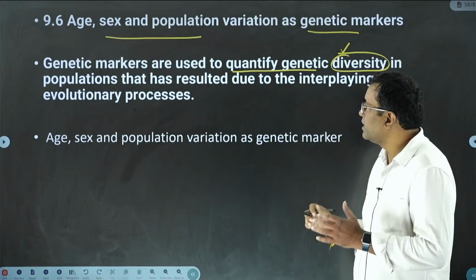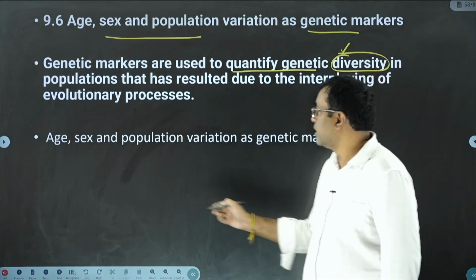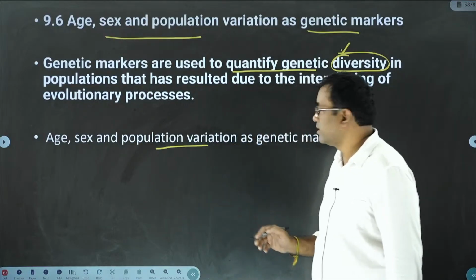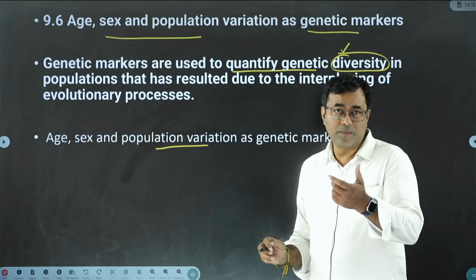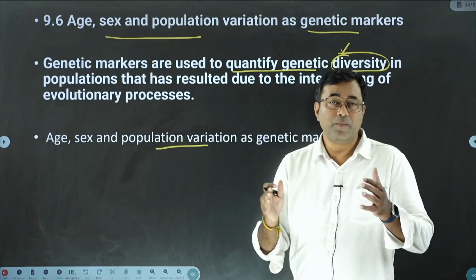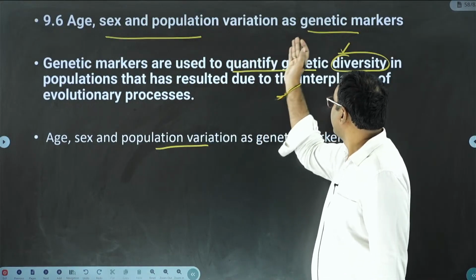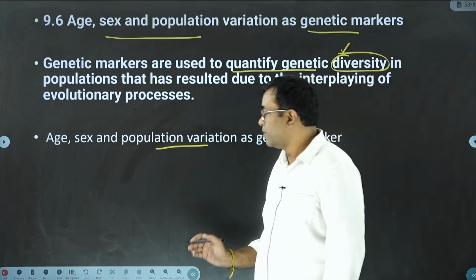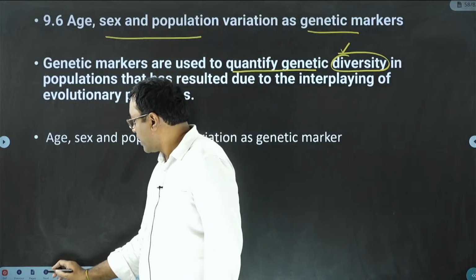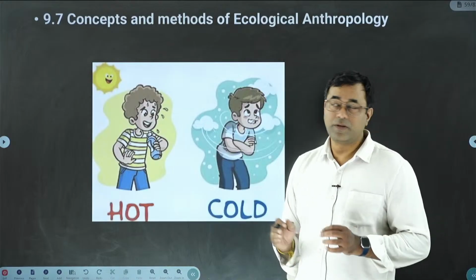So how do we differentiate different sections of people in these diverse conditions? We can use age, sex, and population variations. Blood groups are one example used to differentiate people from one another in a diverse populous society, so that they can be analyzed as genetic markers. That is chapter 9.6, where you try to understand how people can be divided based on genetic markers.